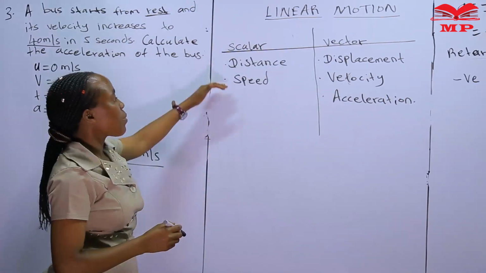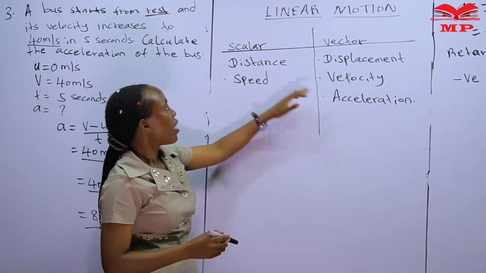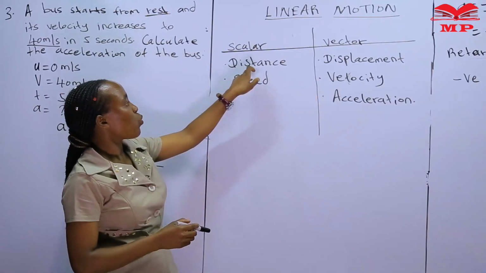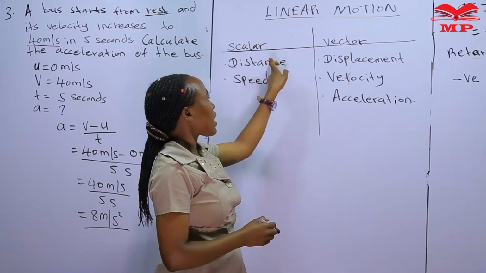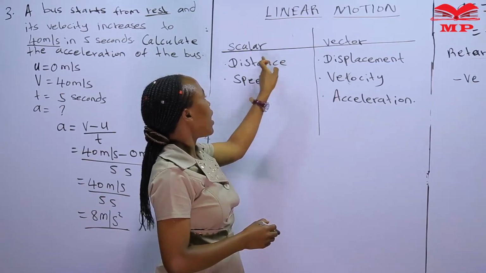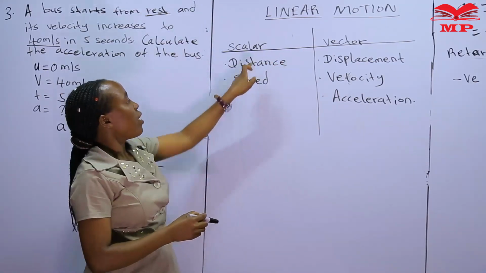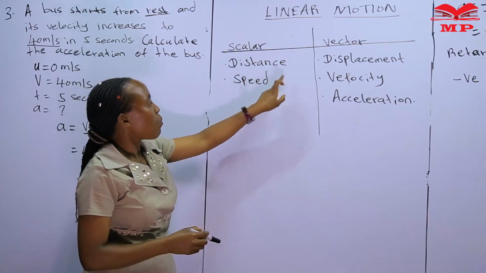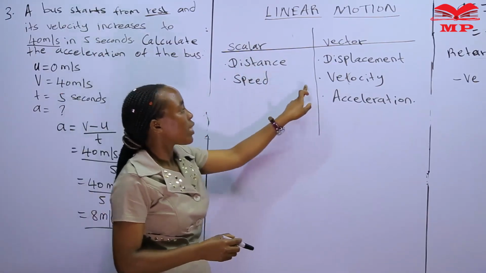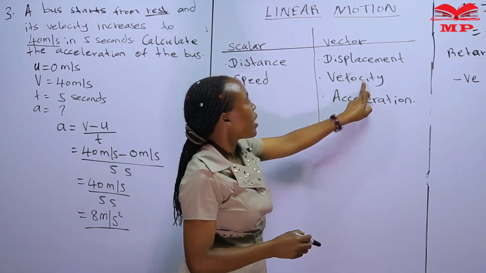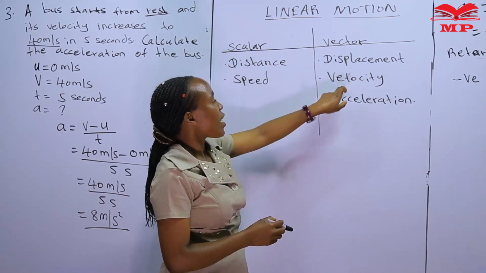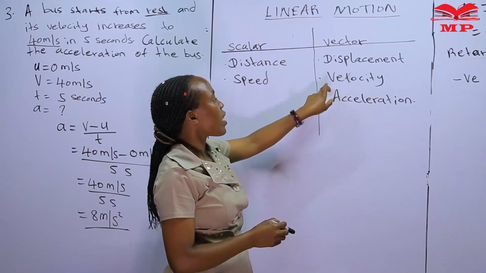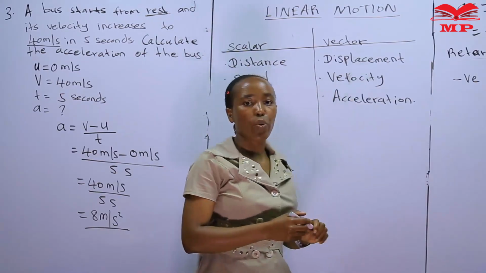So these are the terms that we have been defining. Distance is the length between 2 points. Then we say displacement is distance in a specified direction. Speed is the distance covered per unit time. Then velocity is the change in displacement per unit time. And finally, acceleration is the rate of change of velocity.